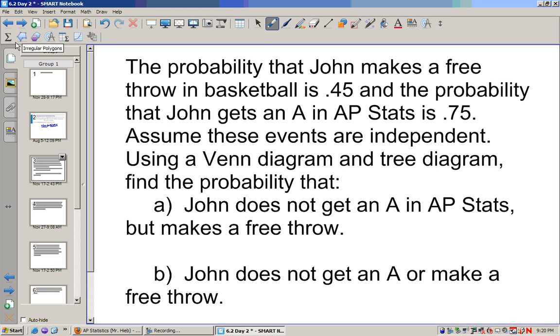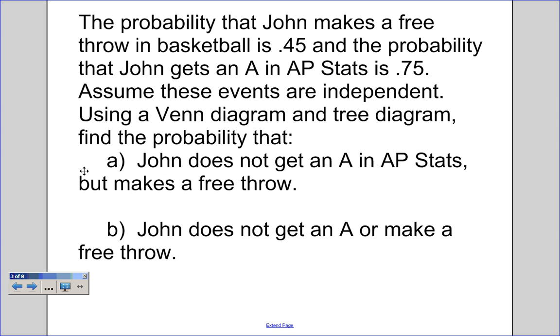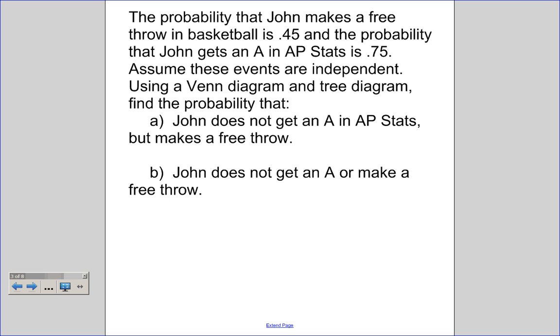All right, the probability that John makes a free throw in basketball is 0.45, and the probability that he gets an A in AP Stats is 0.75. Let's assume that these events are independent. Use a Venn diagram and a tree diagram to find these two probabilities. All right, so first I'm going to draw a Venn diagram.